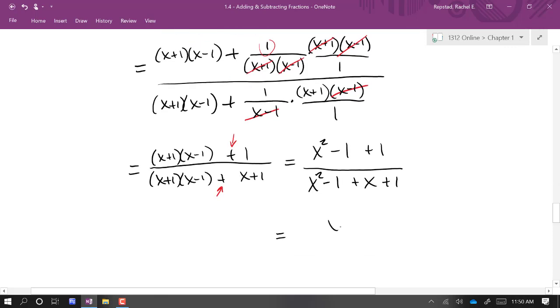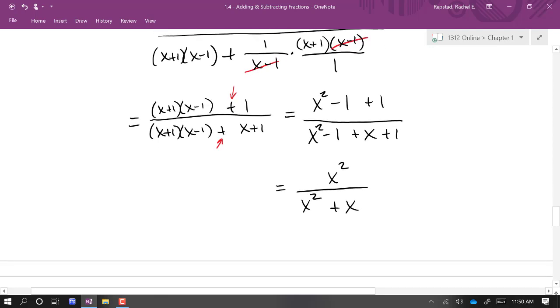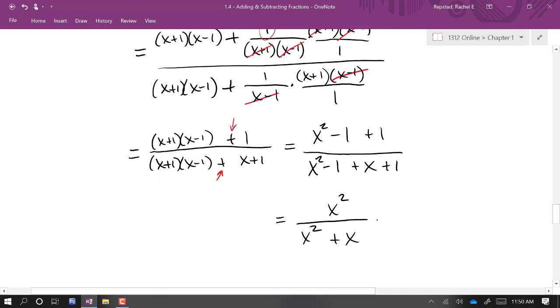So what we have up top is x squared. What we have on the bottom is x squared plus x. And we can factor this a little bit. We could take out an x from the bottom. And then we could cancel a factor of x. So we end up with our final result of x over x plus 1.